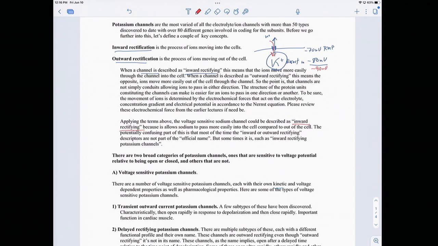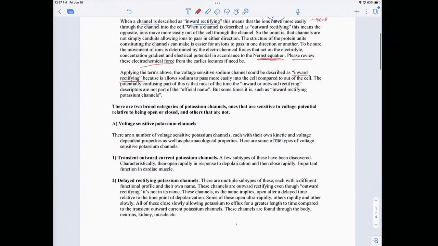Anyway, if you have to, review where we talked about this earlier in your notes. Again, we spent a lot of time talking about the Nernst value, so go back over it if this is a little fuzzy for you, so you have a clear understanding of what I'm talking about here.